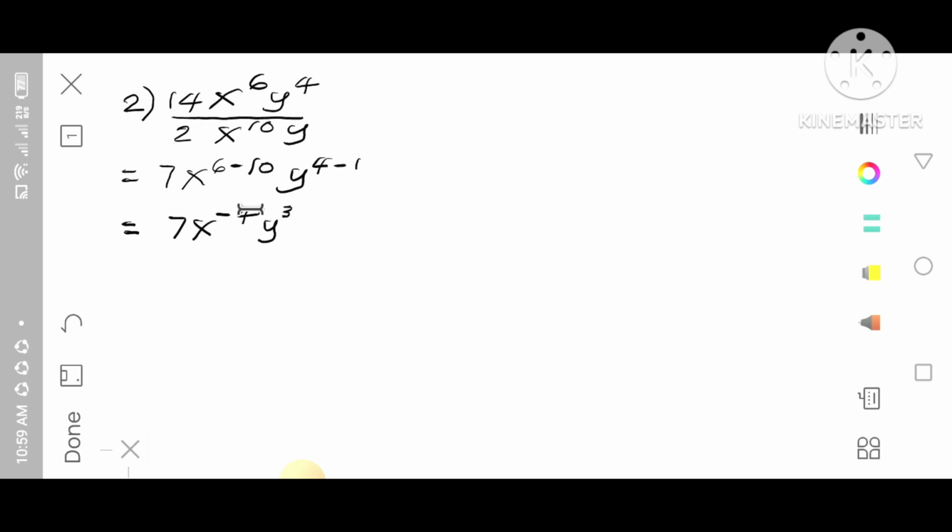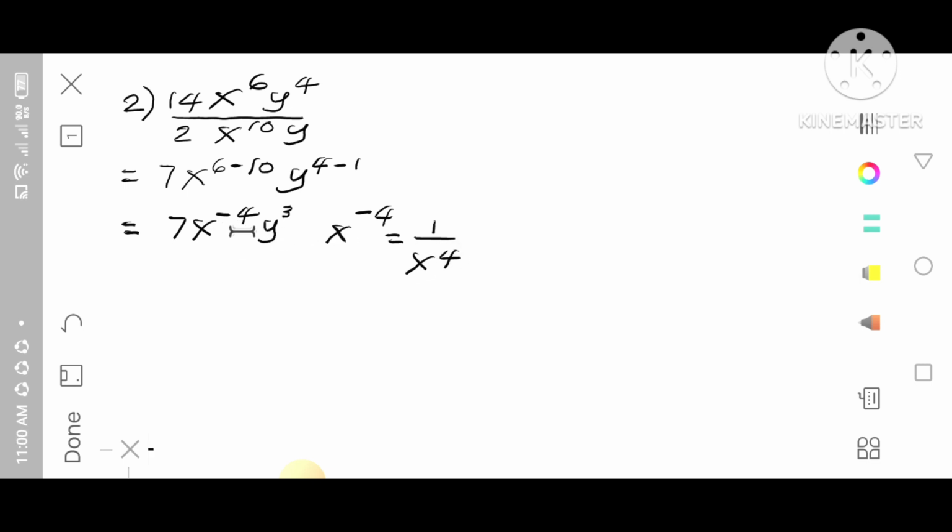Okay. Now, again, we're not allowed to have a negative exponent. So we convert x to the negative 4 by getting the reciprocal, which is rule number 7, 1 over x to the 4. Okay?